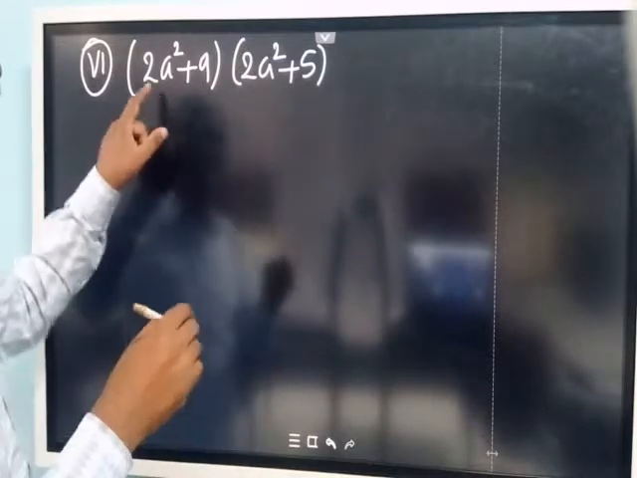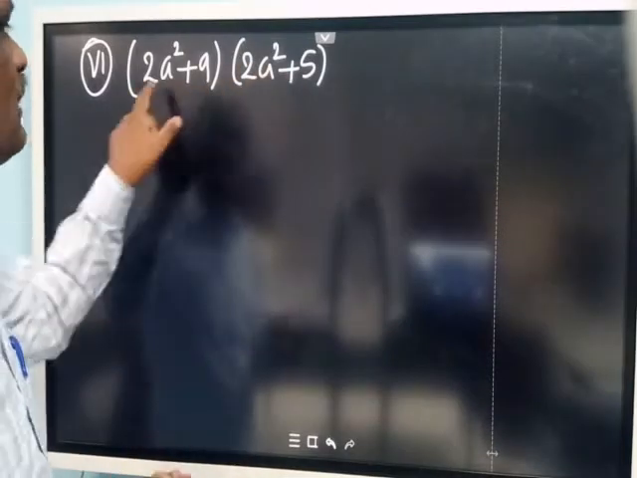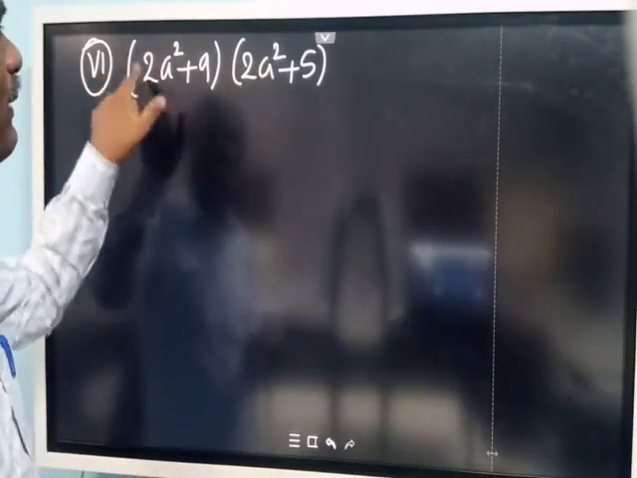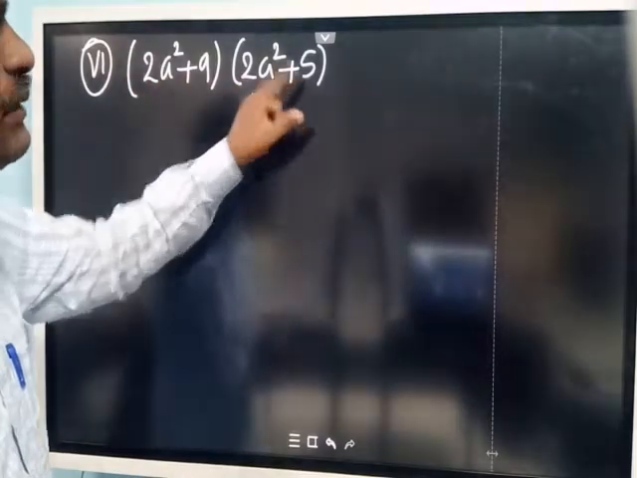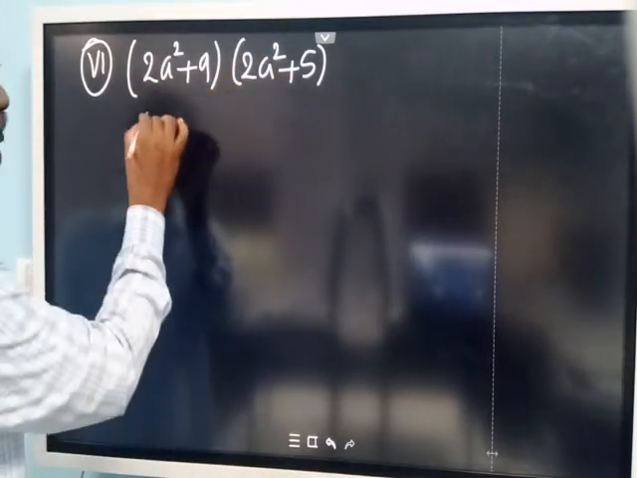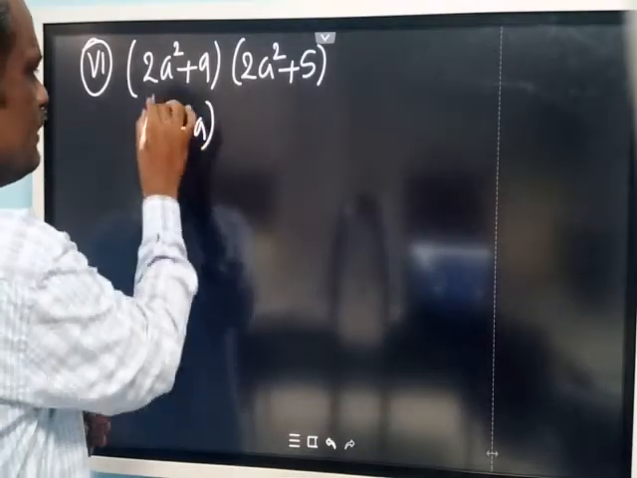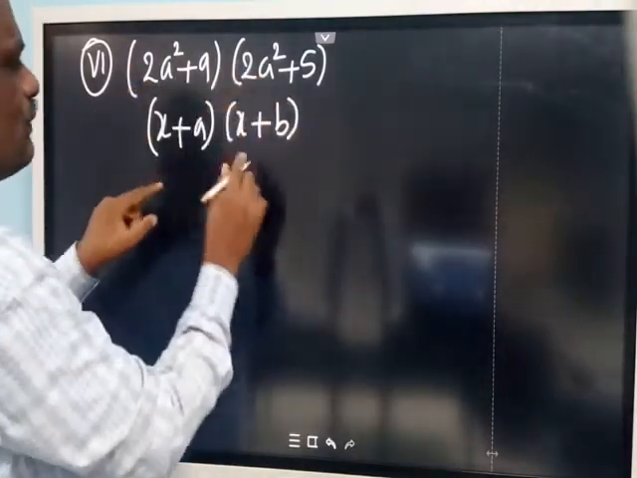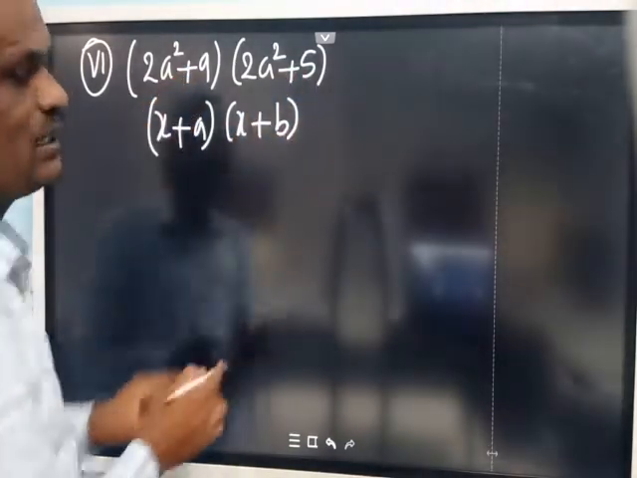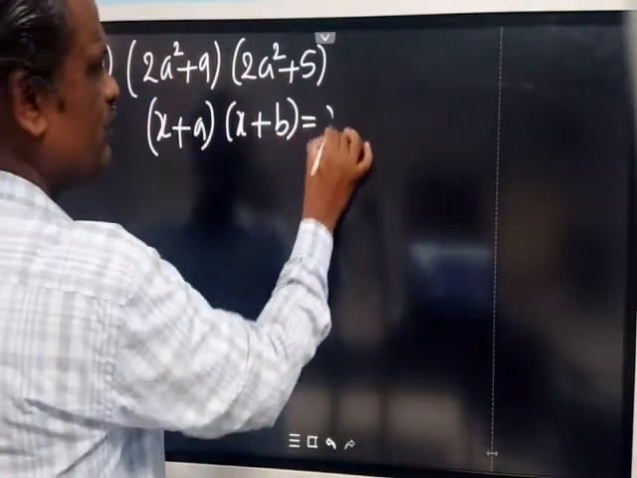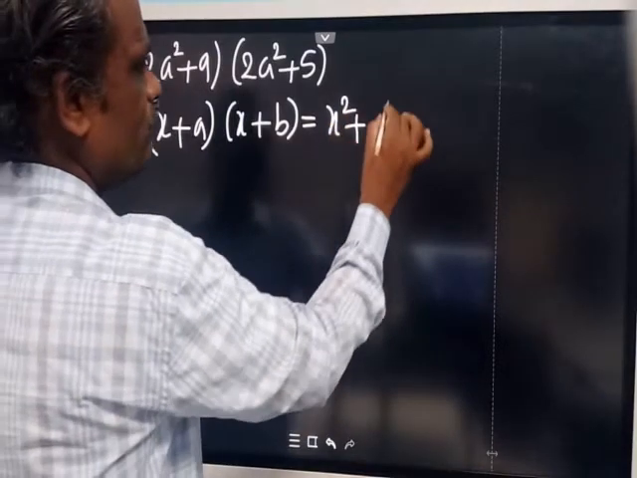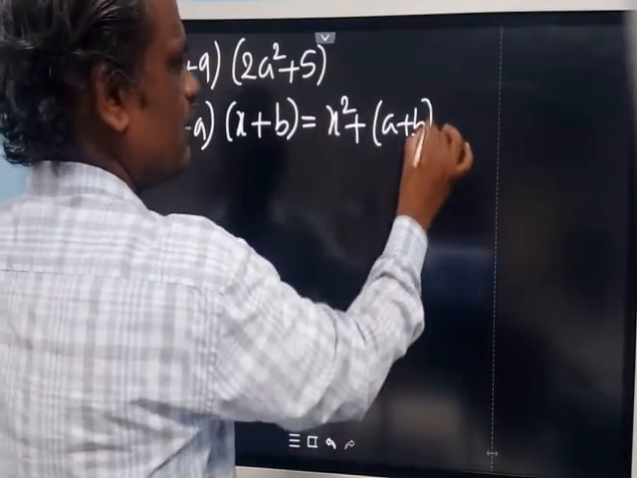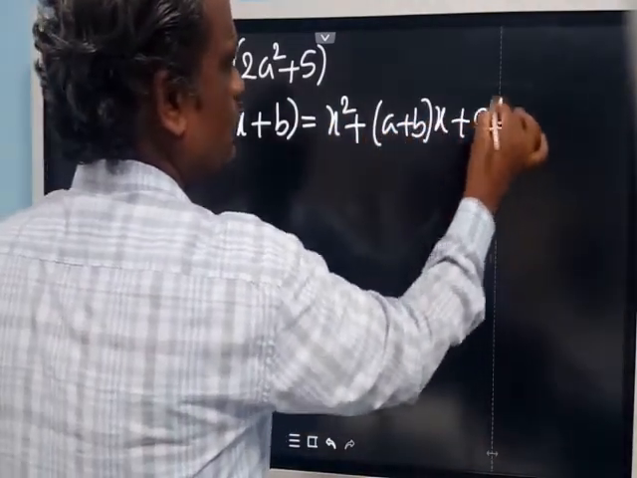Then here 2a square plus 9, 2a square plus 5. It is same, first term is same, only second terms are different. So therefore it is in the form of x plus a into x plus b. See, first terms are same, x and x, here also same. A and b different, therefore 9 and 5 also different. So you write the formula x square plus a plus b into x plus a into b.